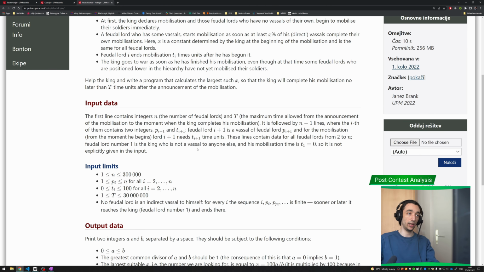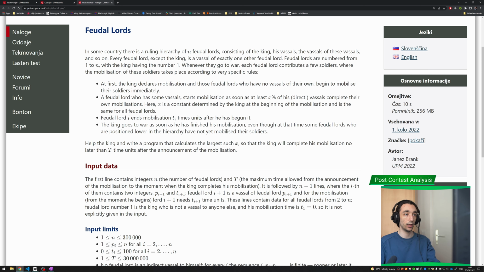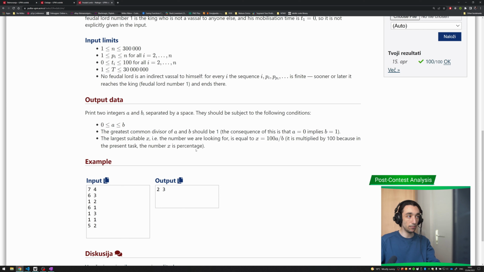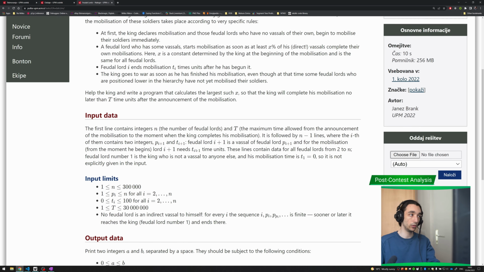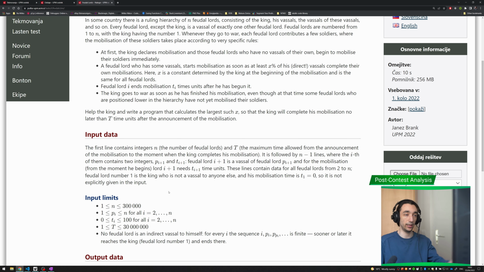Okay, I know that you need to make the problem harder, but making the input data like a whole page does not make the problem better, it just makes it worse.